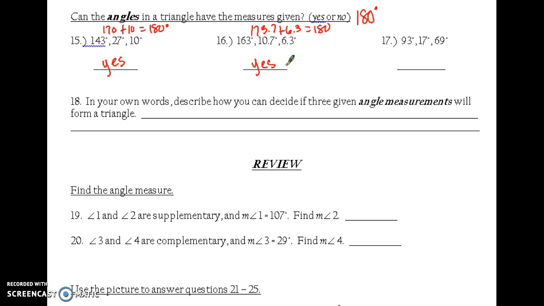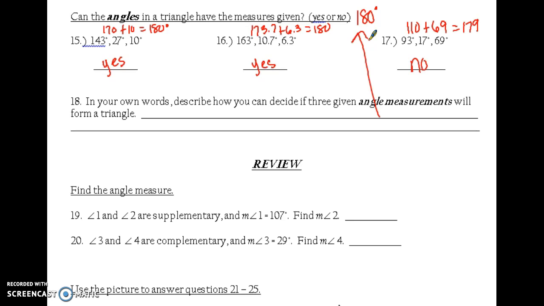93 plus 17, and you notice it doesn't matter about the smaller ones or adding it to see if it's greater than another one. You just want to add it together to see if it equals 180. If it does not, like this one, then it is not a triangle. And how can you decide if the three given angle measurements will form a triangle? When you add them together, see if they equal 180 degrees.